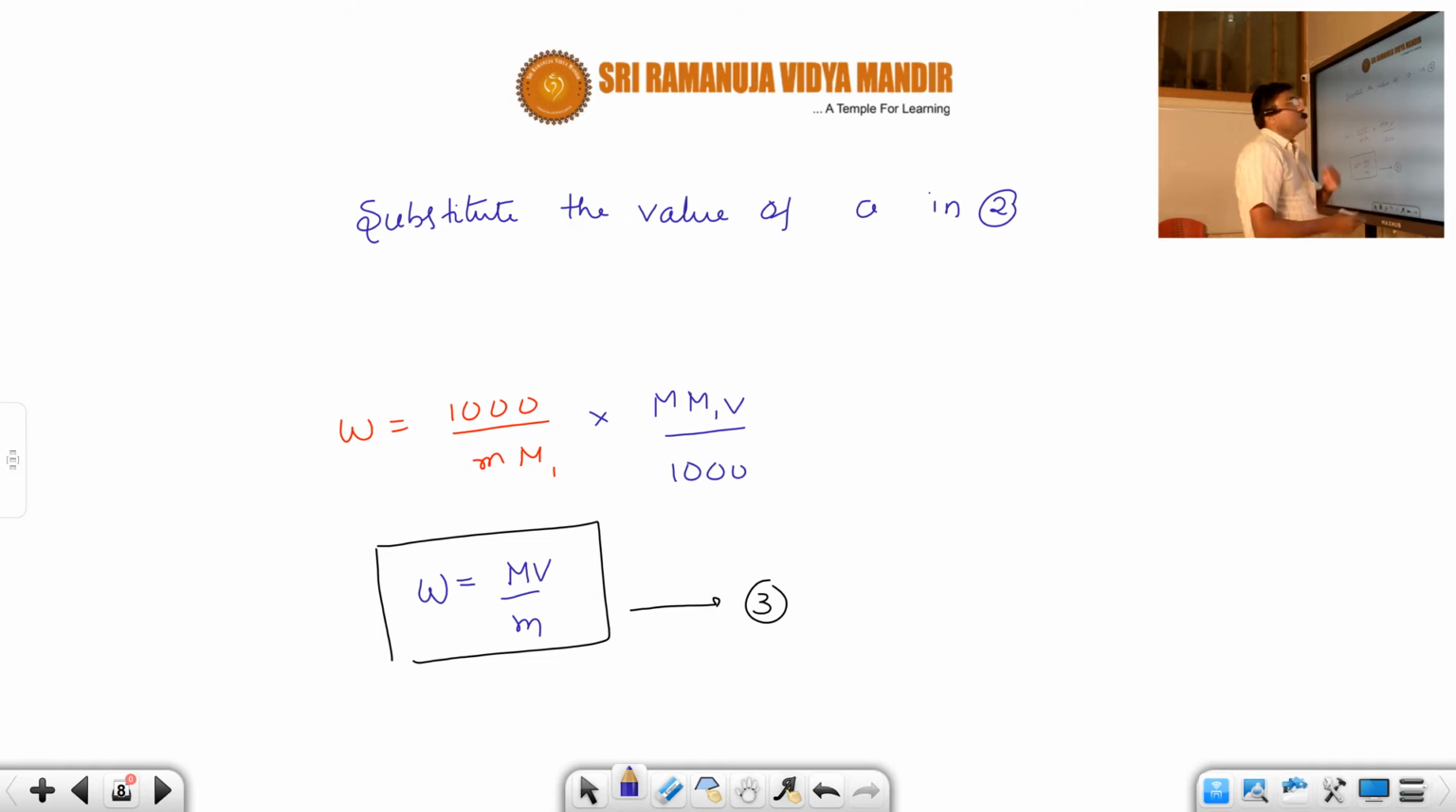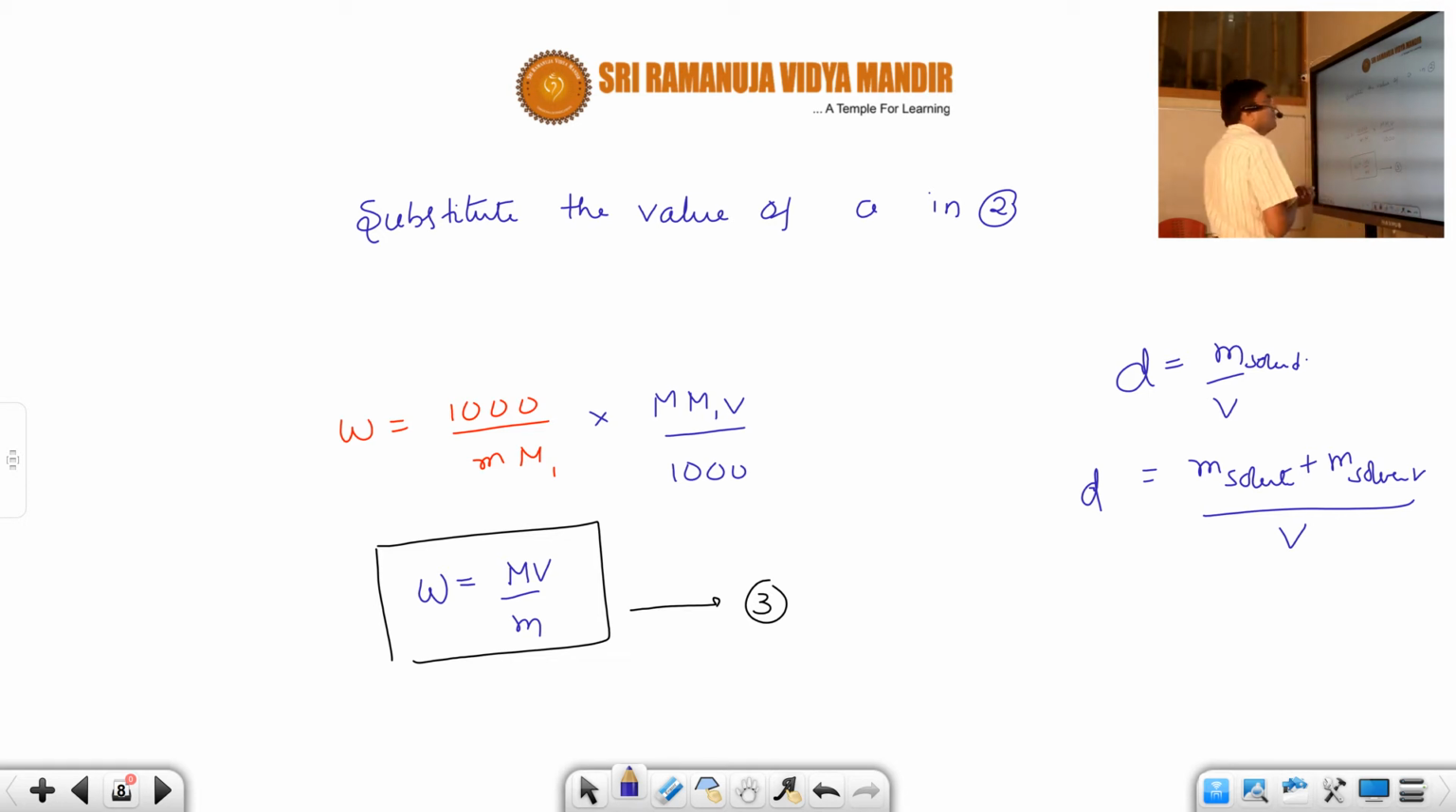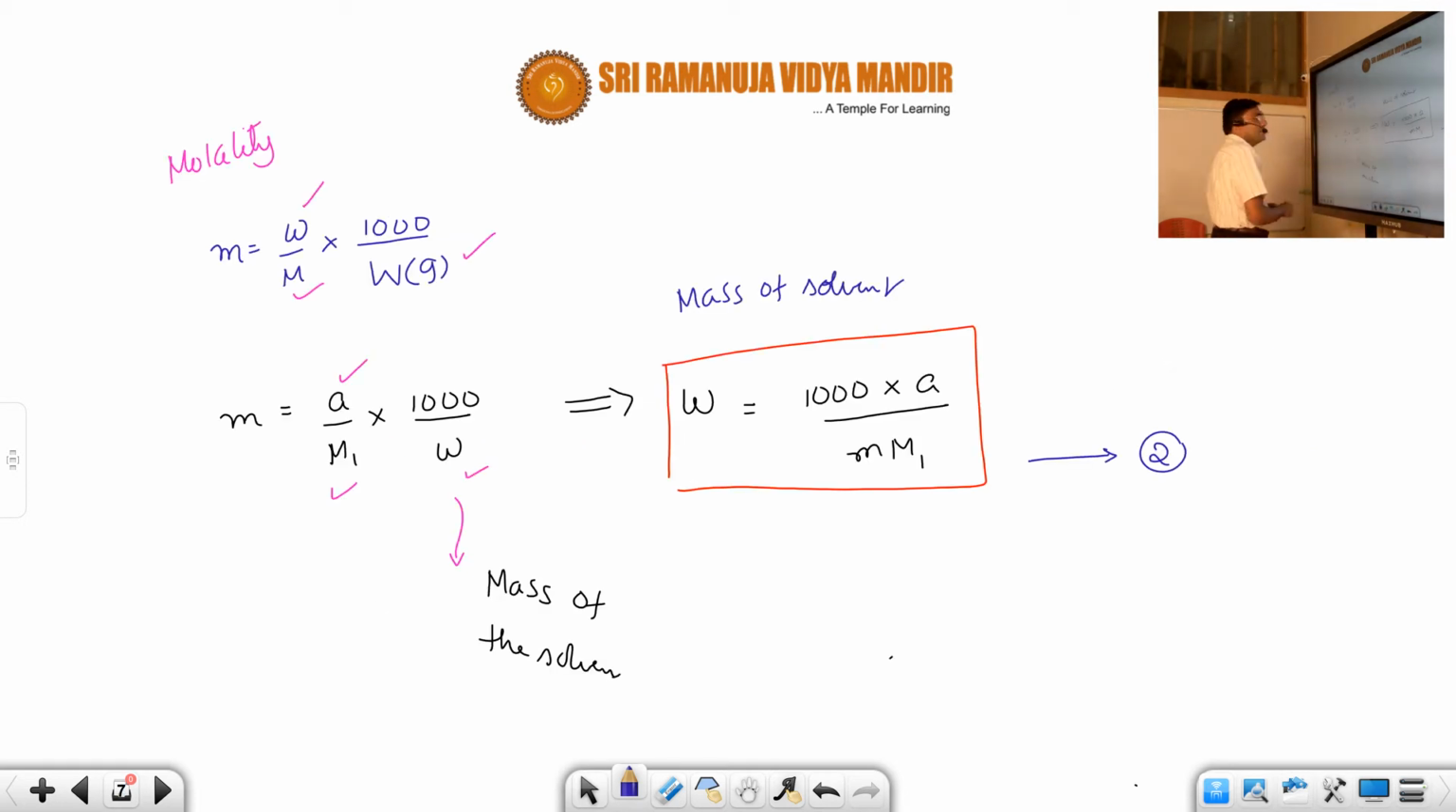So you know very well, students, density is equal to mass by volume. Here this is the mass of the solution, right? So mass of the solution, how to write? Mass of the solute plus mass of the solvent by volume of the solution. This is called density D. I hope you understood. So here you will use the formula. Anyhow, now let us go back. Now here, students, in the last case, this mass of the solvent contains the mass of the solute.